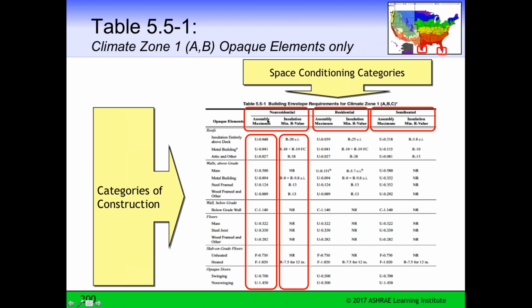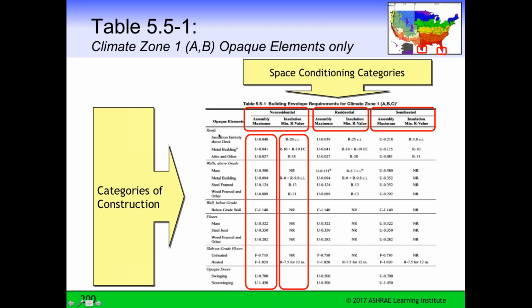And you have 2 ways you can go. You can comply either with the U value requirements or with the R value requirements. You don't have to comply with both. You choose which one you want to comply with. So the committee has gone to great lengths to try to make this as flexible for you as possible.